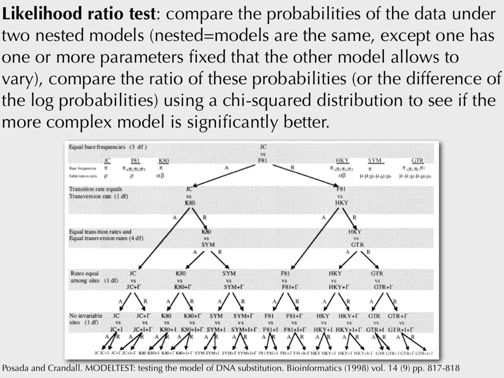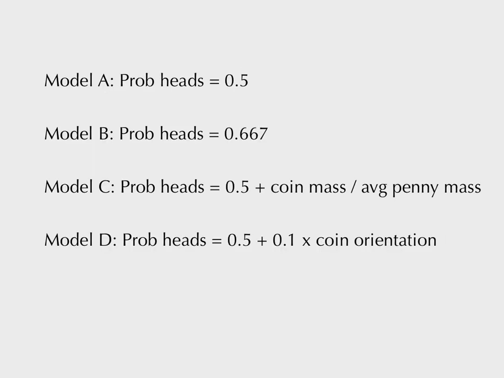The test statistic follows a chi-square distribution, or if they're at a boundary, a mixture of chi-square distributions. Now the problem with this is it requires nesting. So in the previous example here, since this model isn't nested within this model or vice versa, I can't compare them with a likelihood ratio test.